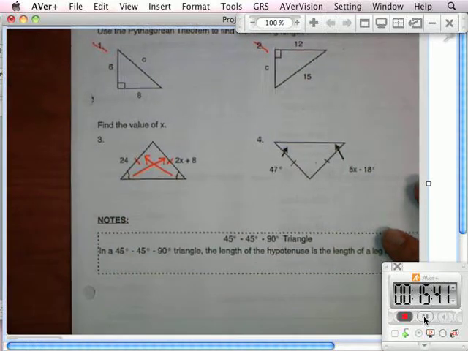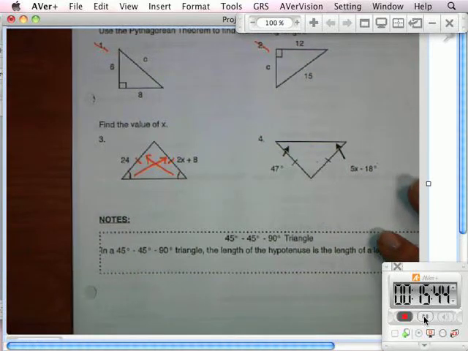Tells me they're congruent. And that helps me, and none of you should have any earbuds in your ears right now. Take them out. Thank you.